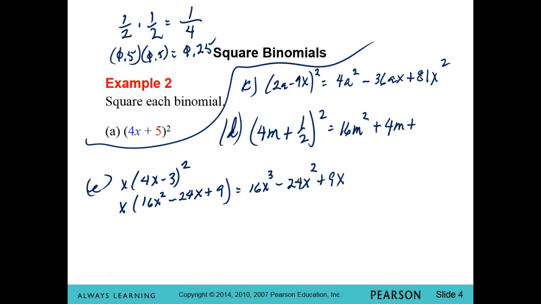And then we go to the last term, and because you're going to square it, that's always positive. And 3 squared is 9. 3 times 3 is 9. Excellent. Now we distribute the x, or whatever it is out here, across the parentheses, and that will just give you 16x cubed minus 24x squared plus 9x.